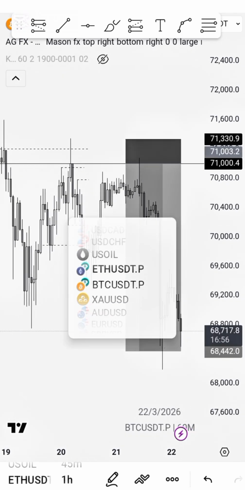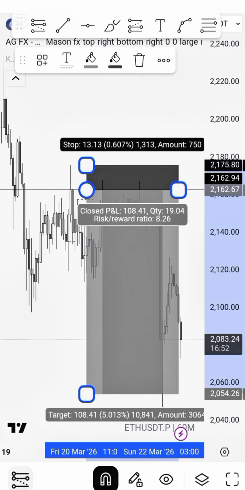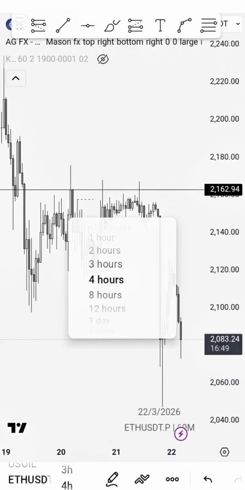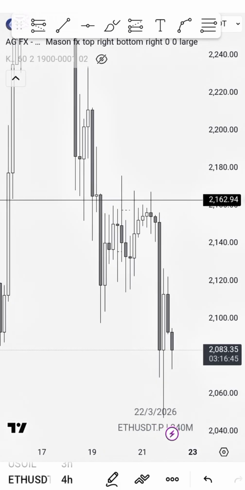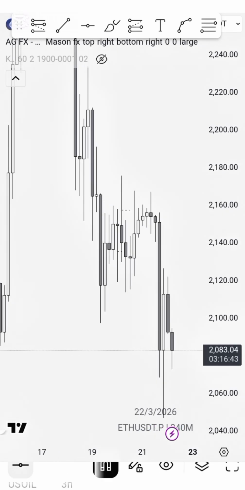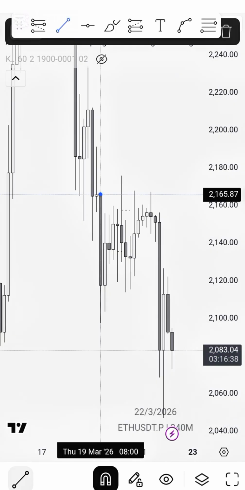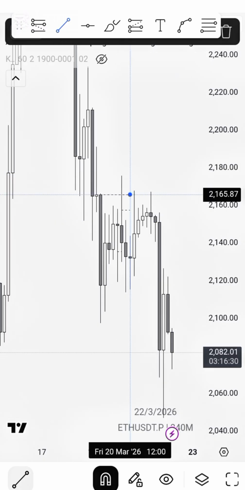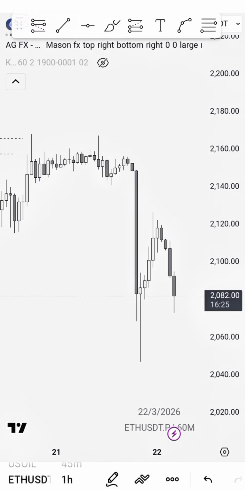Now let me walk you through how I got the same trade on Ethereum. On Ethereum, I started from the 4 hours time frame. I just followed the time frame alignment: 4 hours reject 4 hours, you go down to the 1 hour time frame to look for your breakout, and then 15 minutes for your structure. You can use 30 minutes or so. I saw this rejection on the 4 hours time frame. Then I went down to the 1 hour time frame to look for my breakout.